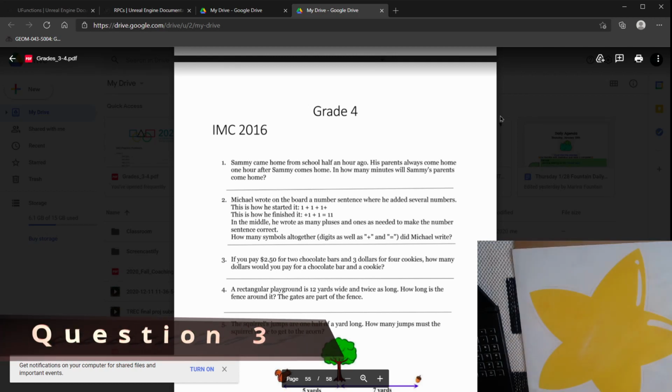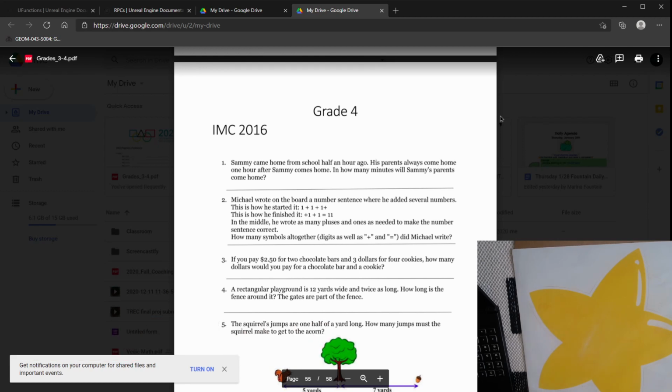Number 3. If you pay $2.50 for 2 chocolate bars and $3 for 4 cookies, how many dollars would you pay for a chocolate bar and a cookie? Okay, so this is actually really, really easy. So what you would do is you would just take these down. So if you're scared of decimals, don't worry. So that's 2.